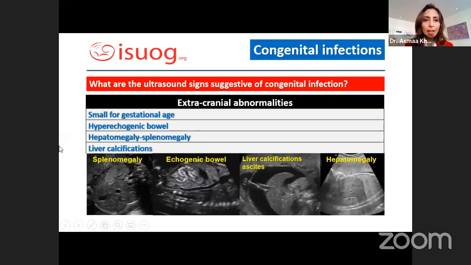Other signs: small babies. If the baby is small for gestational age, think of congenital infection, and certainly in the UK it's common practice to do a TORCH screen for small babies. Then hyperechogenic bowel, which you can see in the second picture from the left as bright echogenic bowel. Hepatomegaly and splenomegaly: people often ask how you define these. In the picture on the left, the spleen is quite big and quite striking. Splenomegaly is when the measurement is more than 3 centimeters. Hepatomegaly, the picture on the right, is when the length of the liver in the longitudinal section is more than 4 centimeters. Or if you have liver calcification, white dots in the liver.